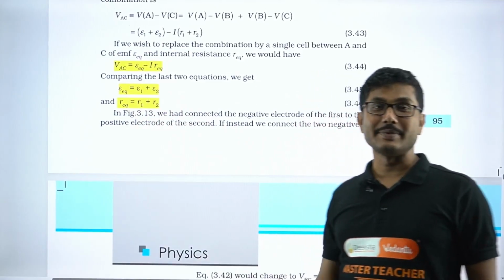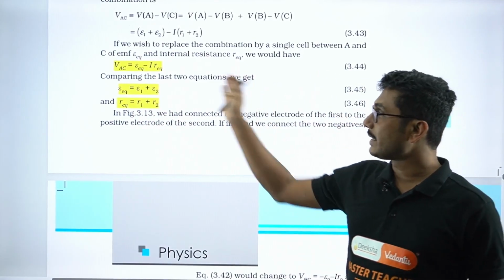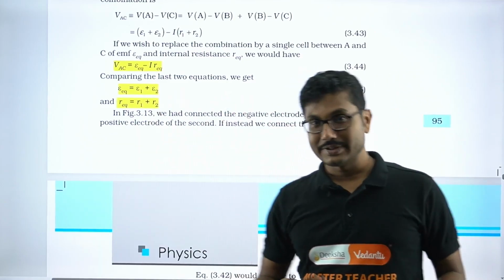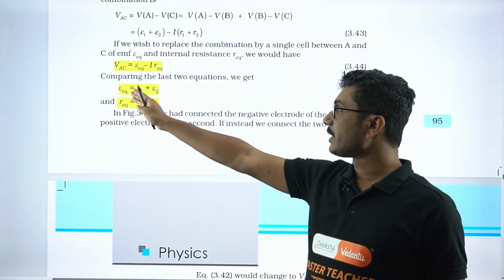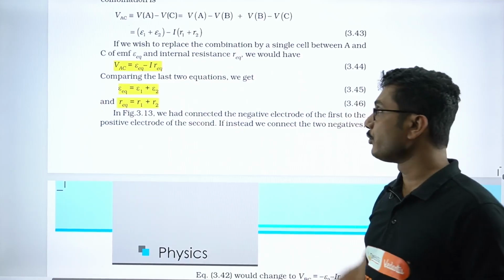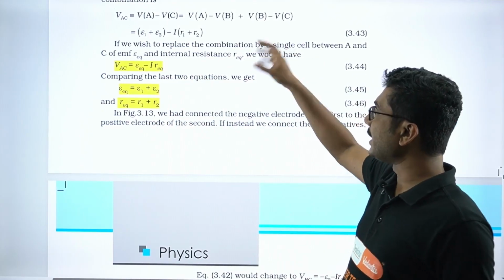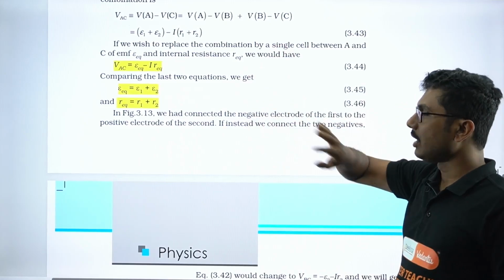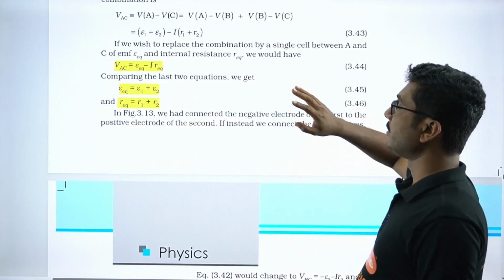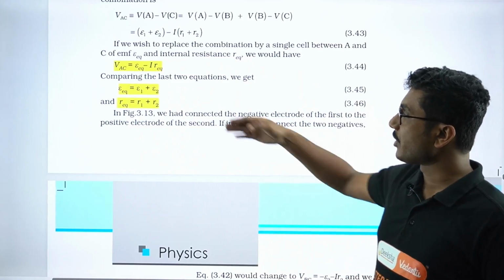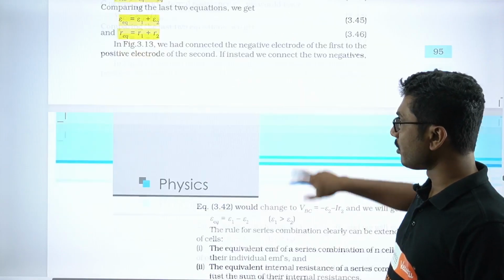For cells in series, you have connected the cells in series as well as the resistances in series. Simple. So epsilon equivalent is epsilon 1 plus epsilon 2, and R equivalent is R1 plus R2. This is a very simple derivation. You can check the derivation, and it never came in the board exam, by the way, but based on this, problems might sometimes come, so you cannot skip this formula.